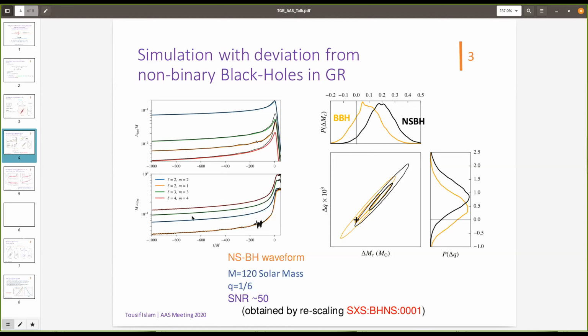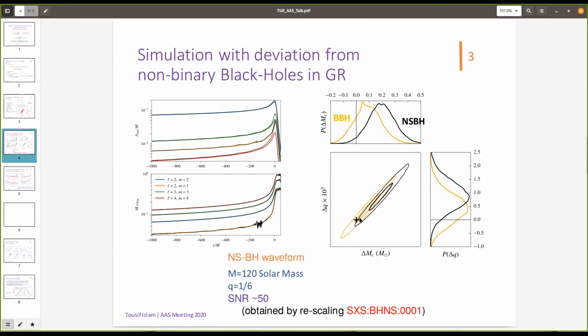Now, on the right, we show the waveforms here for the rescaled neutron stars, and also here we show the posteriors that have been inferred. And in the contours in the middle panel, you can see the black basically shows the contour that is recovered from the rescaled NSBH waveform.